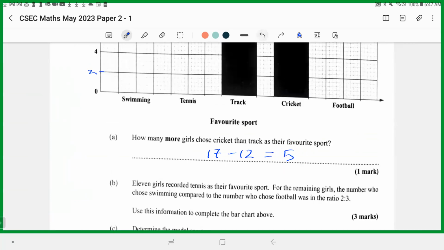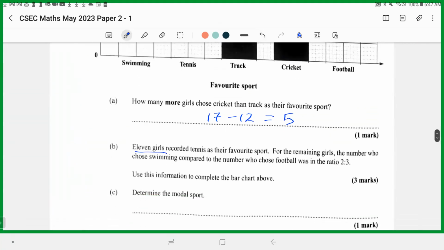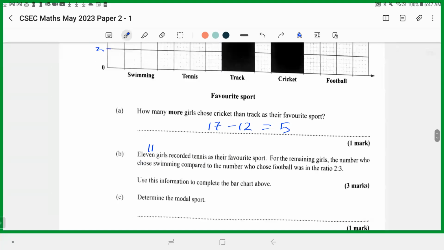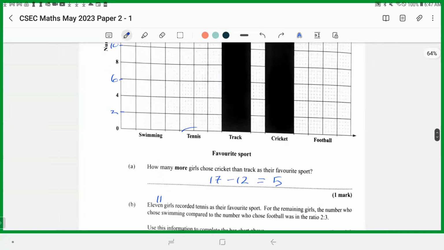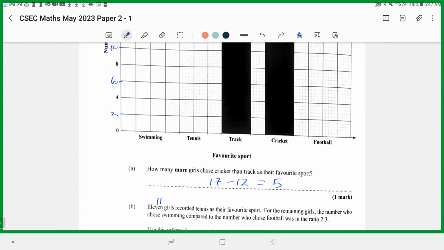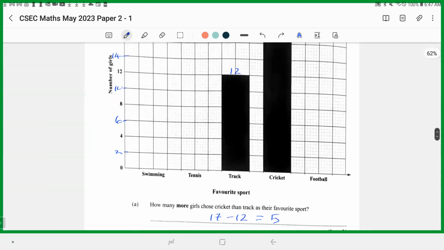All right? Next question says 11 girls recorded tennis as their favorite sport. I'm going to put it on the graph right now. So tennis here. 11 girls recorded tennis. So this is 10 and this is 12. So the 11 is right in between here.